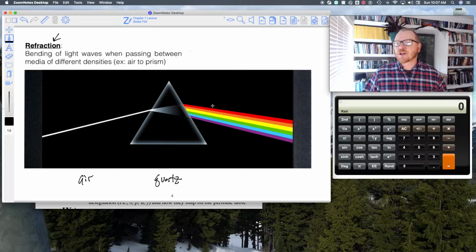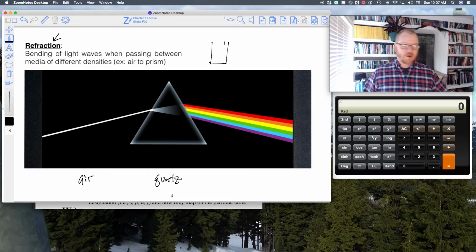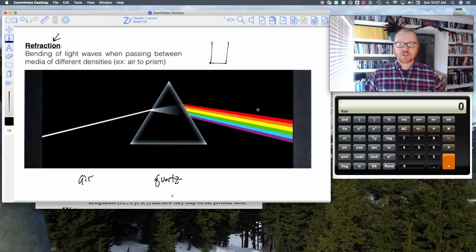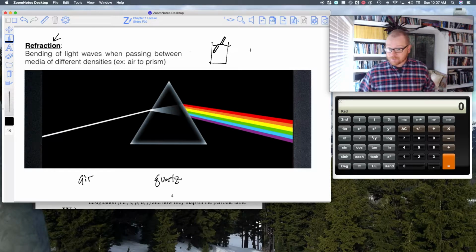So this phenomenon is also observed in water, right? If I have a clear glass of water, which would have been a smart thing to do, and you put an object in it, like a stick, maybe you've noticed this before, where the object appears to be displaced. That's because of this refraction, okay?